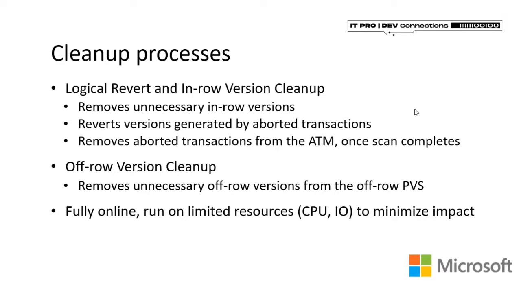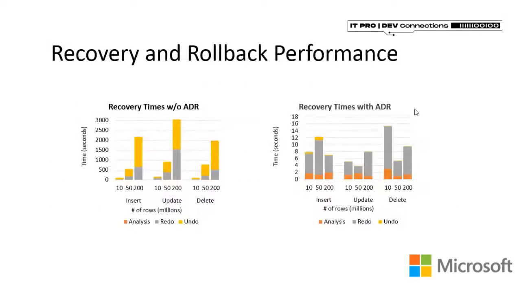The second part of it is the off-row cleanup, version cleanup, that just visits the off-row version store we discussed earlier, the off-row PVS. And then it will also, similarly, find off-row versions that are no longer needed in the system and remove these as well to reclaim the PVS space and shrink the database file, the database size. So now let's take a look at some rough numbers.